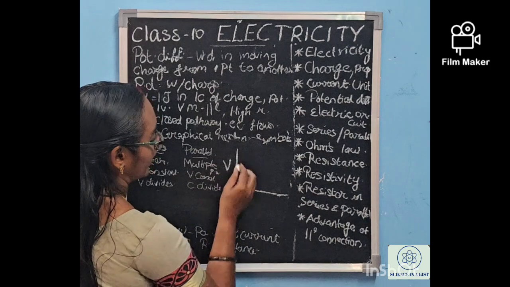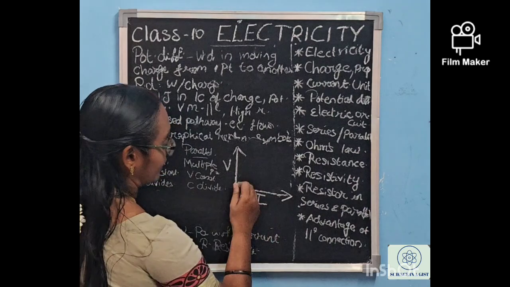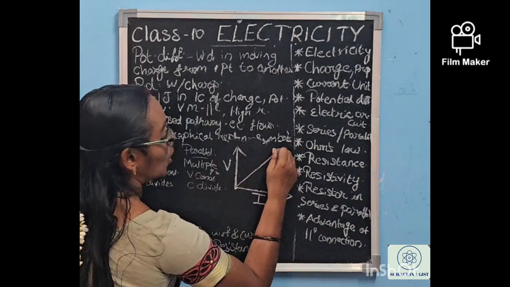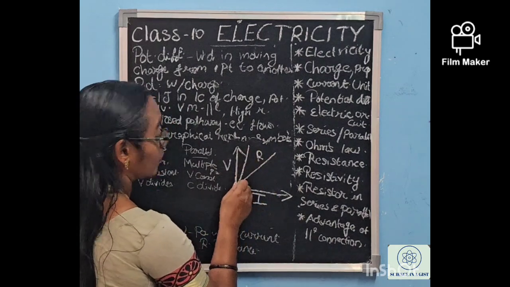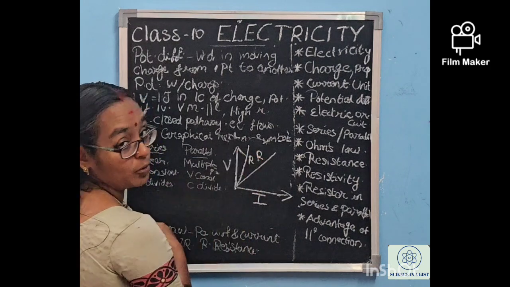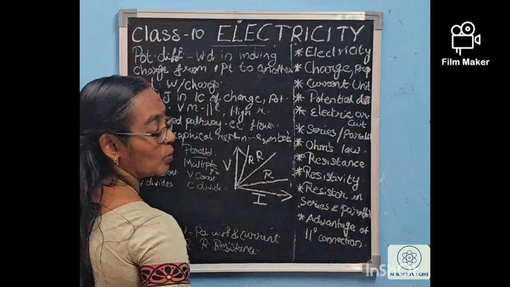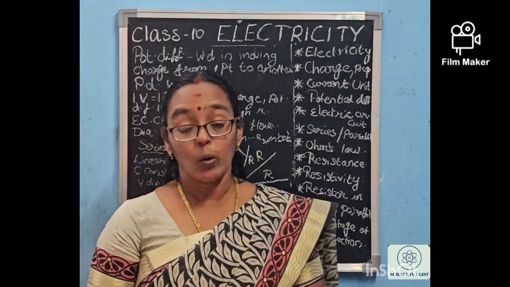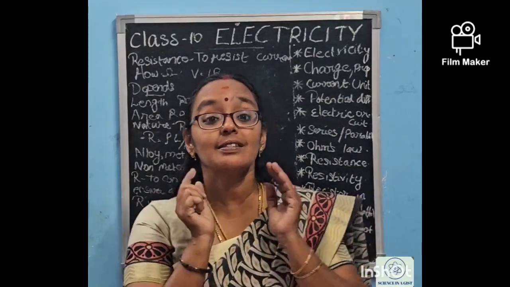When voltage is on the y-axis and current is on the x-axis, we will get a slope, and the slope shows resistance. If the slope is more and more, it means that resistance is more and more. If the slope is much less, we can say resistance is very less for this material. Okay. Now, what is resistance? We will learn. Now we are moving to see about the resistance.